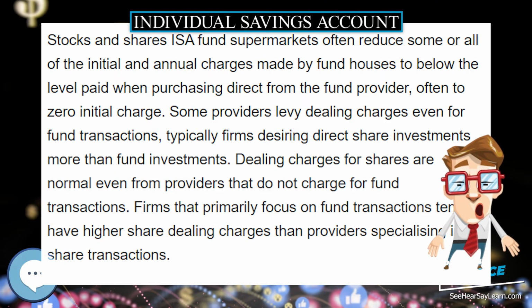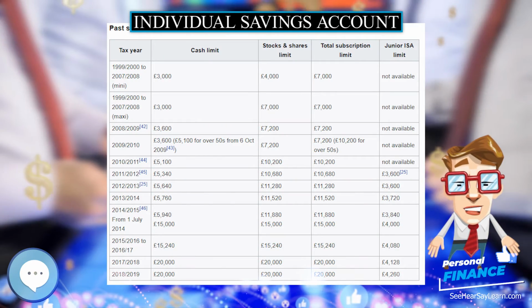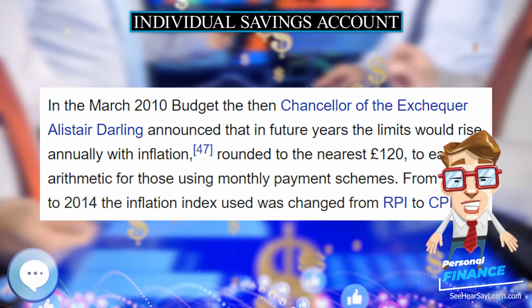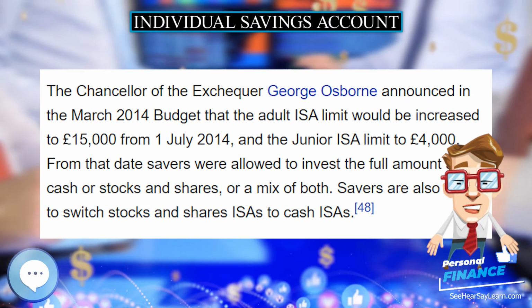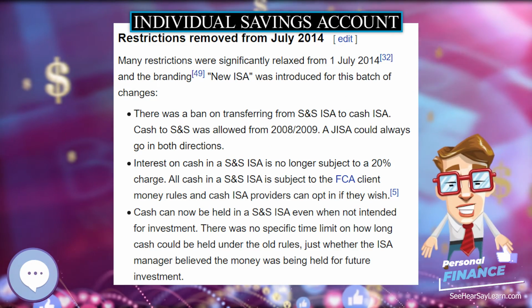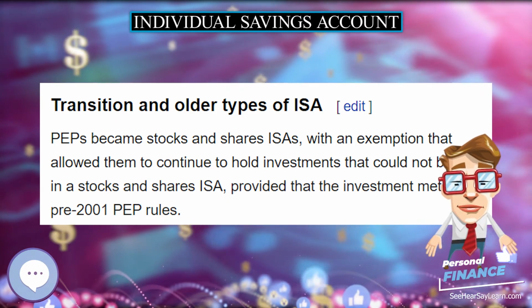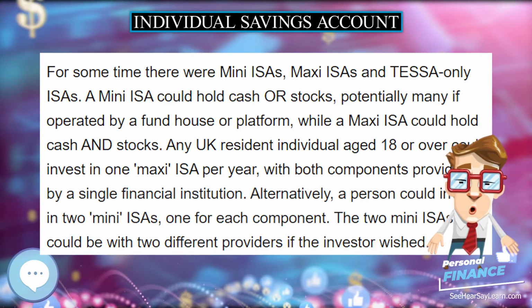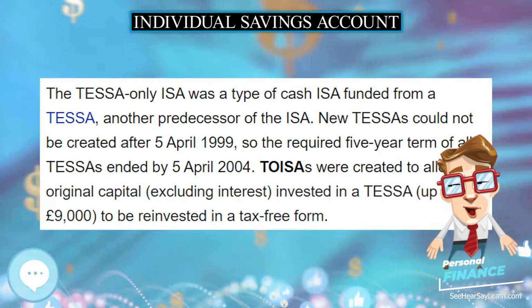Stocks and shares ISA fund supermarkets often reduce some or all of the initial and annual charges made by fund houses to below the level paid when purchasing direct from the fund provider, often to zero initial charge. Some providers levy dealing charges even for fund transactions, typically firms desiring direct share investments more than fund investments. Dealing charges for shares are normal even from providers that do not charge for fund transactions. Firms that primarily focus on fund transactions tend to have higher share dealing charges than providers specializing in share transactions.